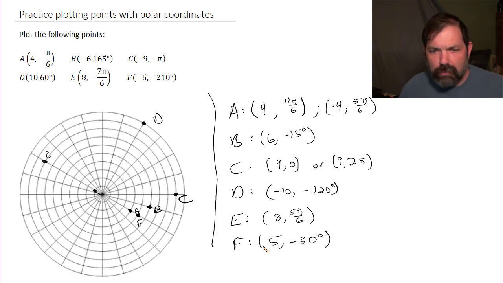So again, these are just a few possibilities. They're not the only ones. But just to get you thinking about how we can have different coordinates getting to the same point, because we're going to see that concept in the next section.